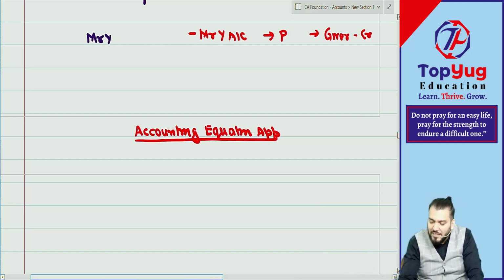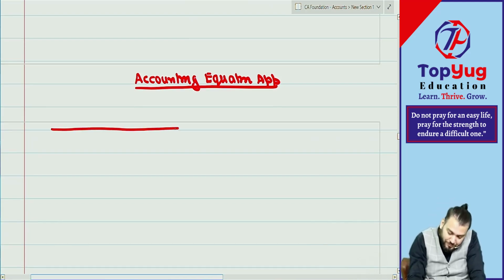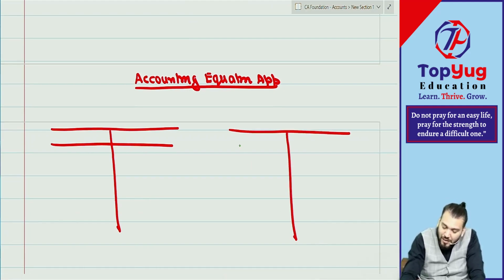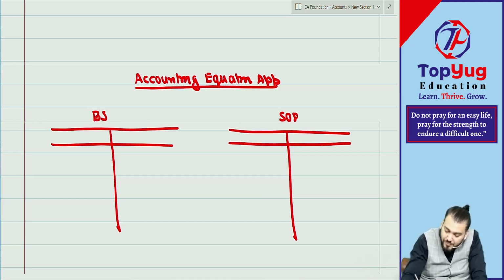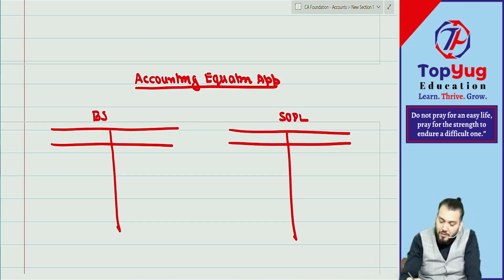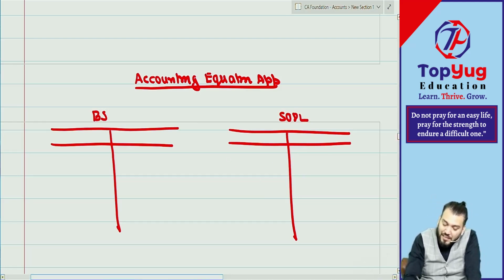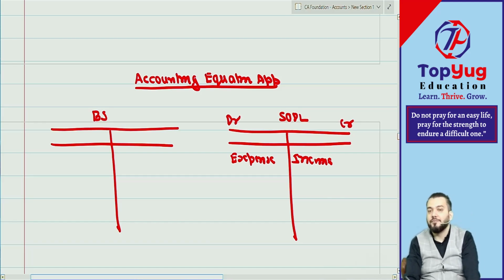So let us understand what is the objective of accounting. What is the objective of accounting? To prepare balance sheet and SOPL. This is the objective. Correct. What we write down in the left hand side of SOPL? Expense. What we write down in the right hand side of SOPL? Income. So all income will be credited, all expense will be debited. Understood? Correct.